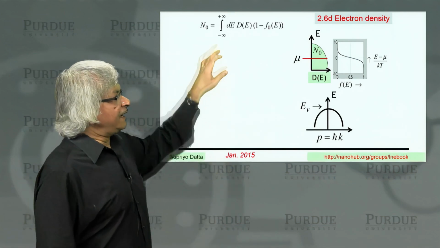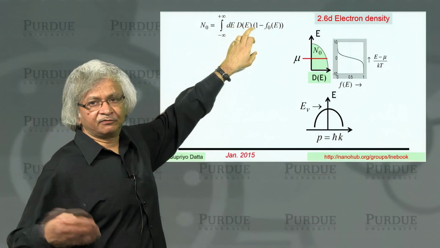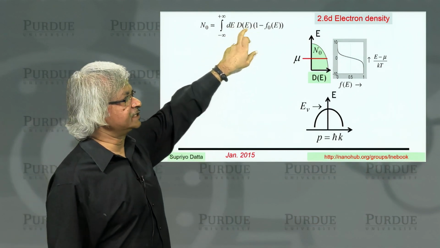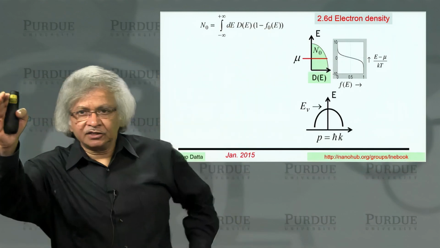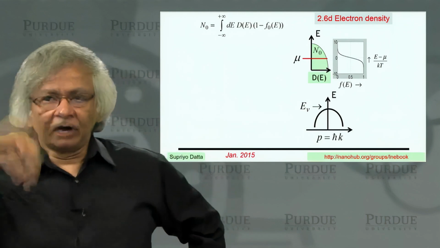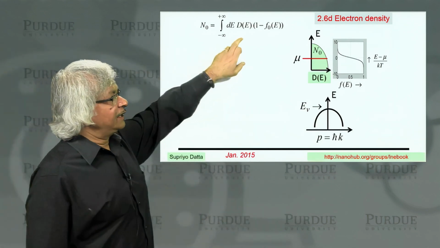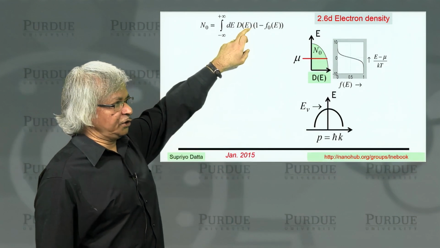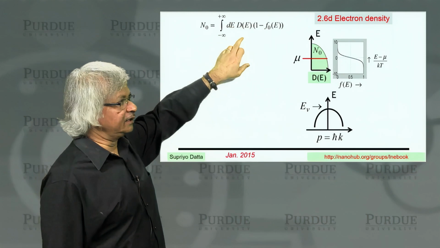That is, N0 is actually not the integral of density of states times the Fermi function, but rather it's density of states times 1 minus the Fermi function. Fermi function tells you whether a state is occupied. 1 minus F tells you if it's empty. So this quantity, what I'd like to show you is, this is what our N of E will give you.